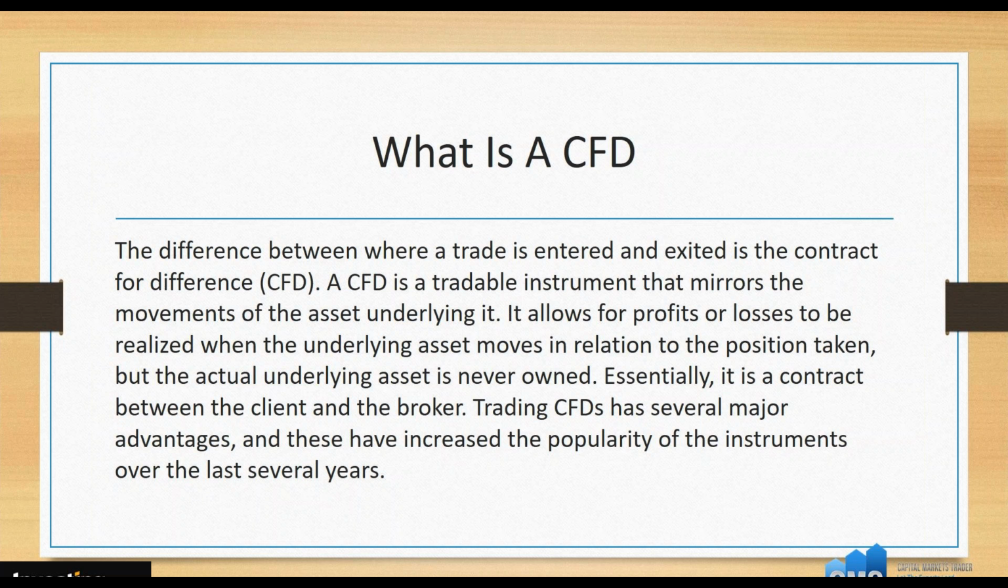Now, a CFD is a tradable instrument that mirrors the movement of the asset underlying it. It allows for profits and losses to be realized when the underlying asset moves in relationship to that position taken. But the actual underlying asset is never owned. Essentially, it's a contract. Now, this is important. Not only is it a derivative, it's also a contract between you and your broker.